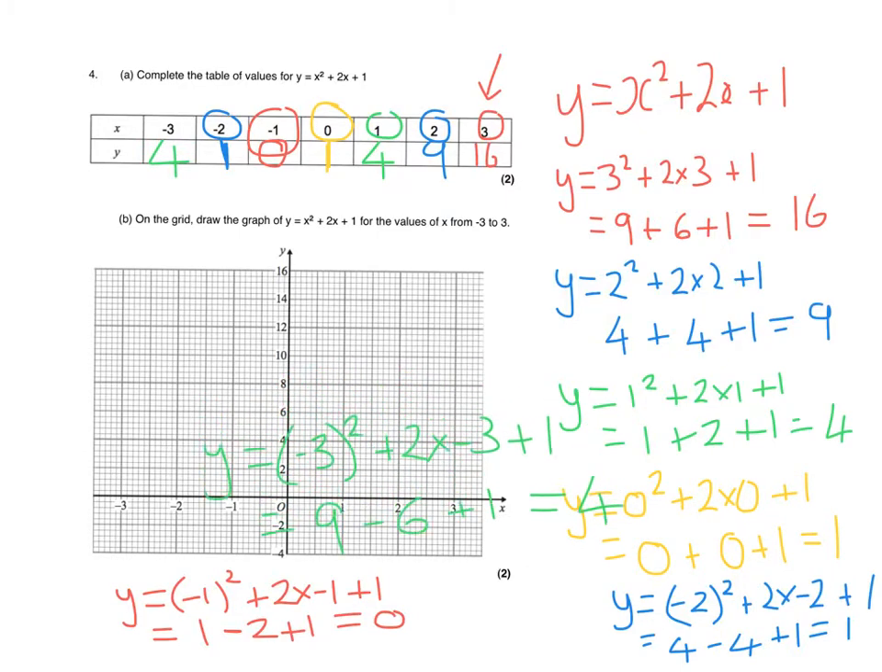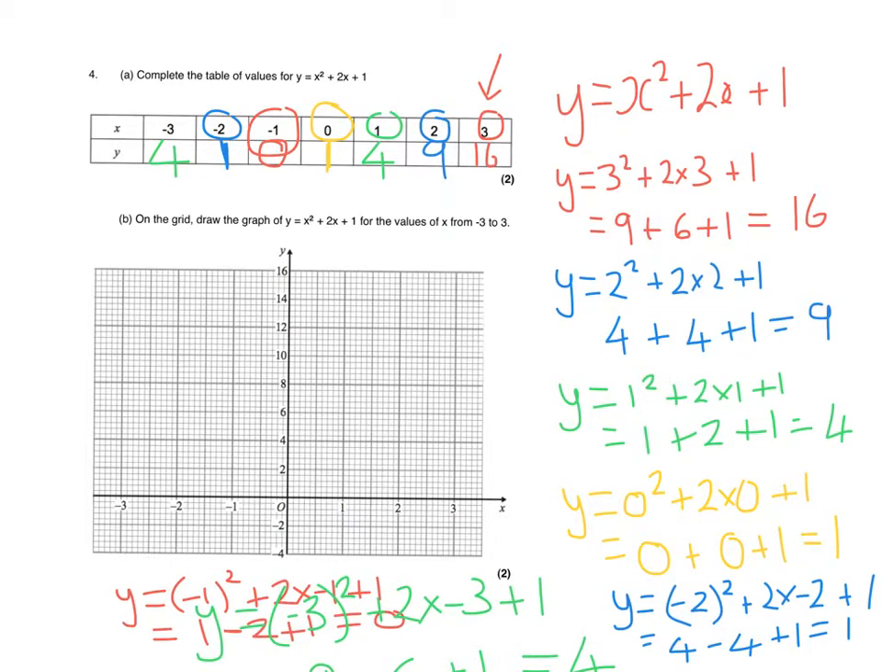So now I just need to plot it. So I've got 3, 16; 2, 9; 1, 4; 0, 1; minus 1, 0; minus 2, 1; and minus 3, 4. And again, my nice smooth curve.